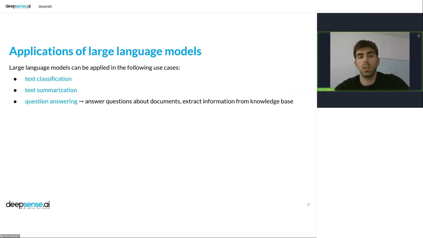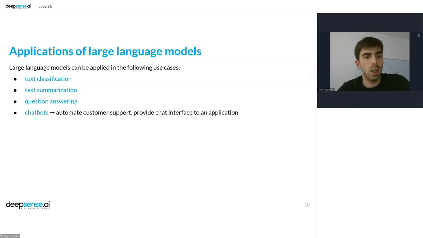Another use case is question answering. So you can provide the model with some document and ask a question about it, or you can even ask a general question and hope that it will know the answer. And if you're afraid that the model will try to come up with something that does not really exist, you can also connect it to some external knowledge base and extract information from there.